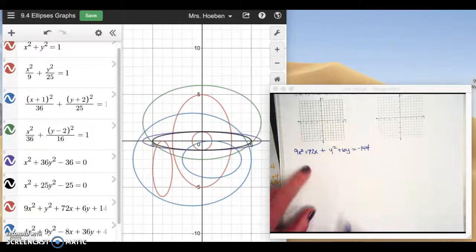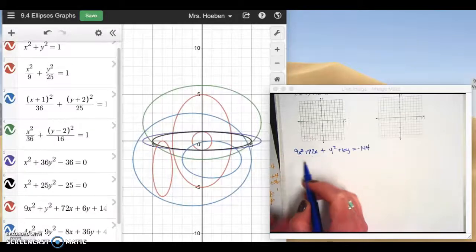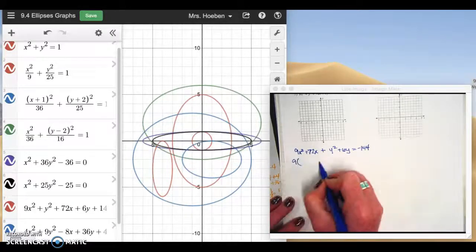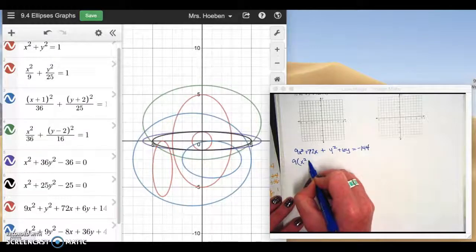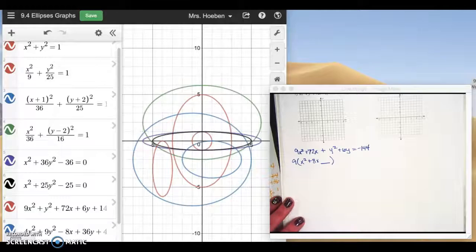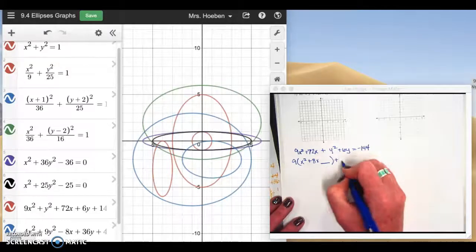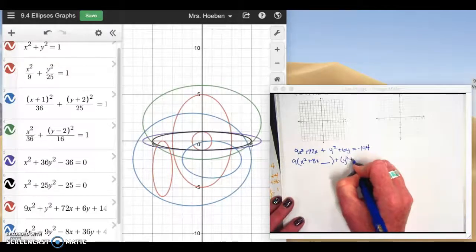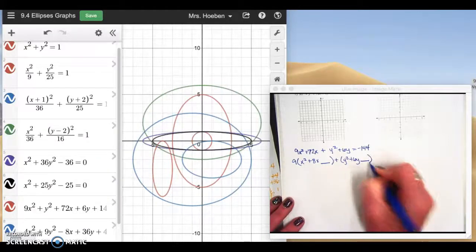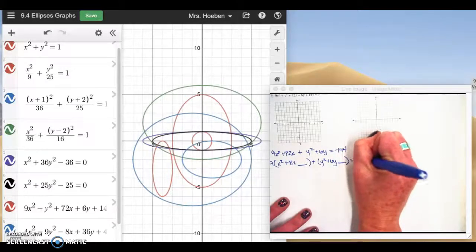Okay. What I notice about these two terms with the x in them is they both have a factor of 9. Everybody see the factor of 9? So I'm going to pull out a 9, which leaves me with x squared plus 8x. I'm going to complete that square in just a second. If I could factor out something of the y's, I would, but y squared doesn't have a coefficient, so it's going to be y squared plus 6y. I'm going to complete that square in just a second, equal to negative 144.